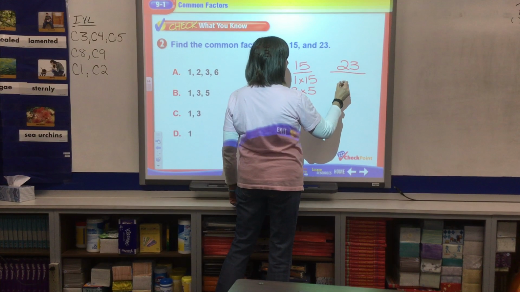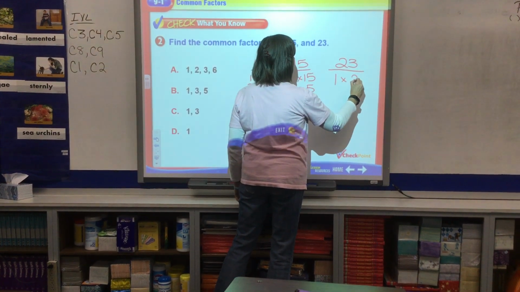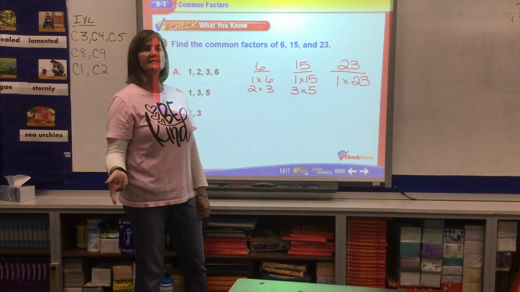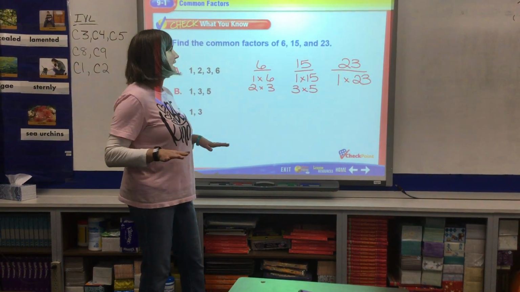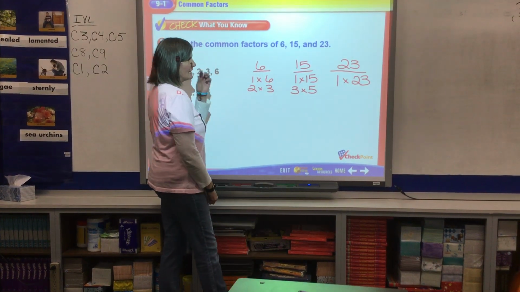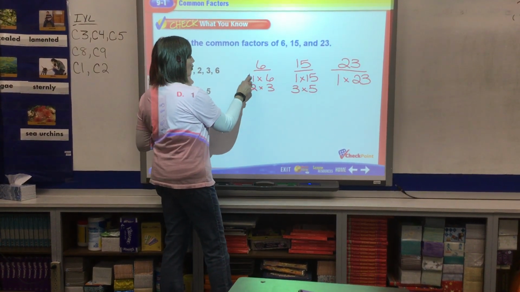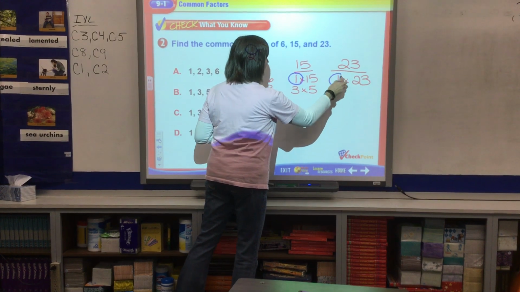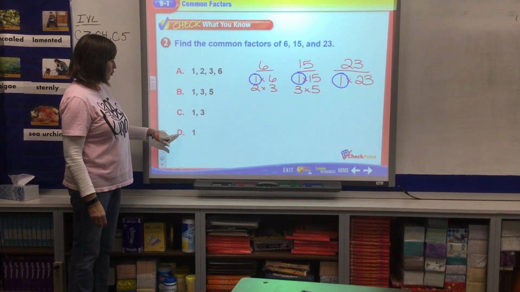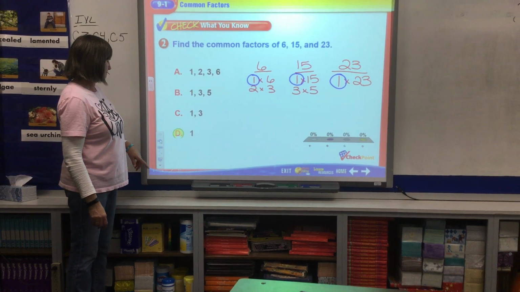And 23 is what we call a prime number. The only factors it has are 1 and itself, so it has no other factors. There's no other whole numbers we could multiply together to get 23. So once again, you can see that the only common factor these 3 numbers have is the number 1, which would be letter D.